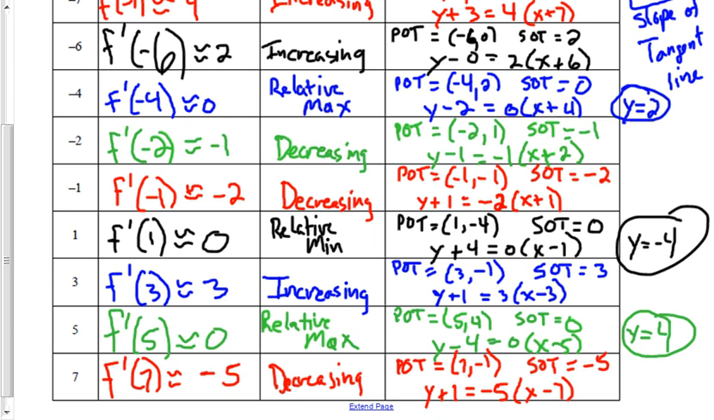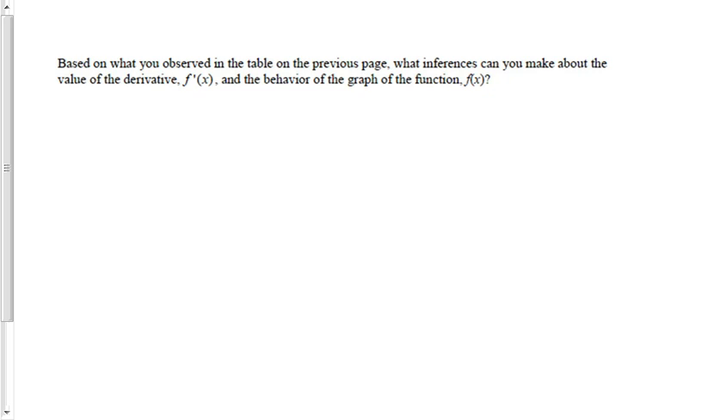All right, let's answer some questions on the next chart, and that'll be it for this first video. Hopefully you take a second, based on what you observed in the table on the previous page, what inferences can you make about the value of the derivative f prime of x and the behavior of the graph of the function f of x? So just think about it. If you want to write it down, that's fine, and then we'll check with what we end up with. All right, so what did we learn?